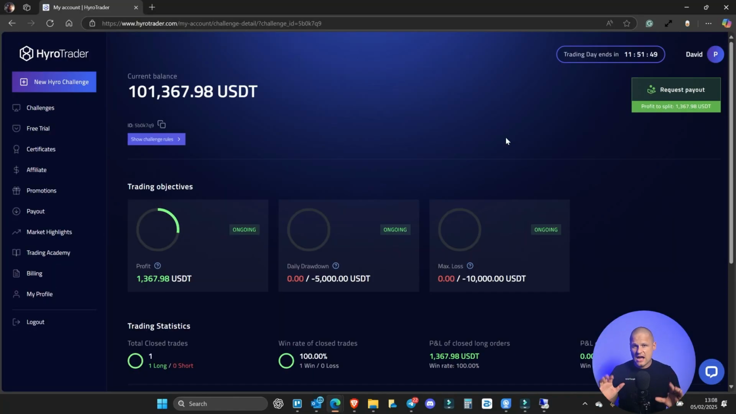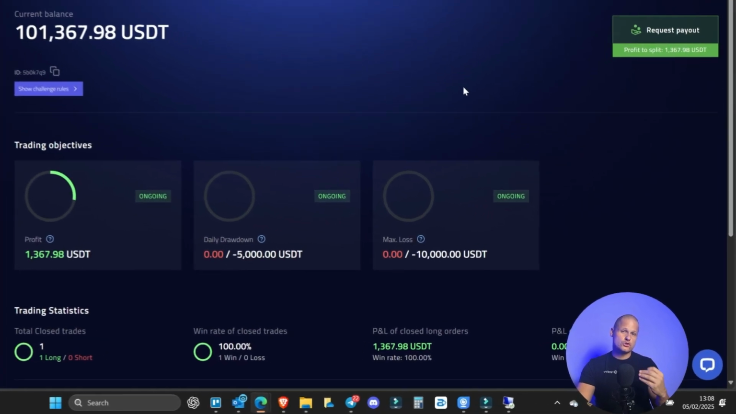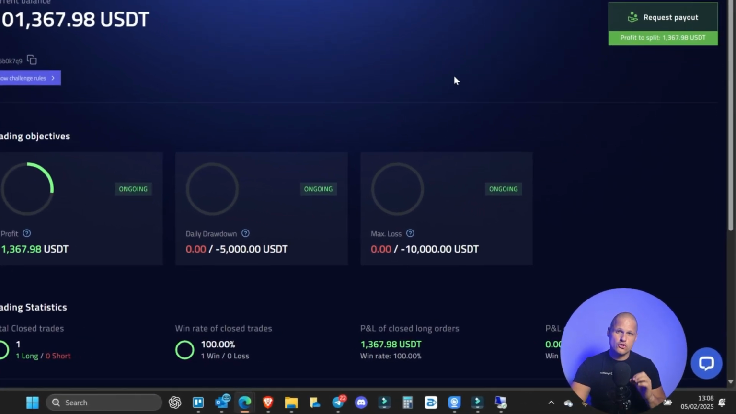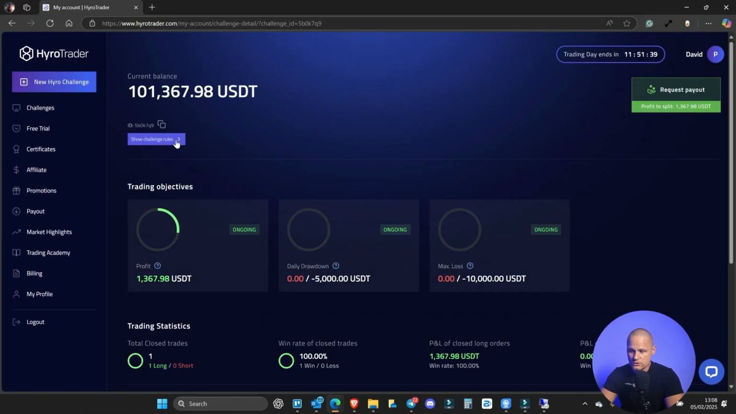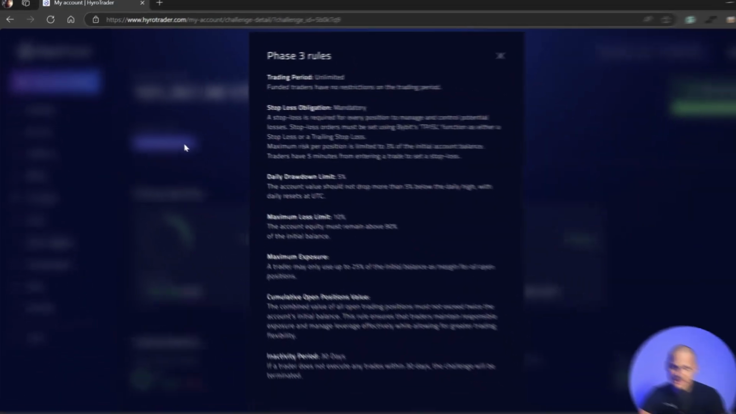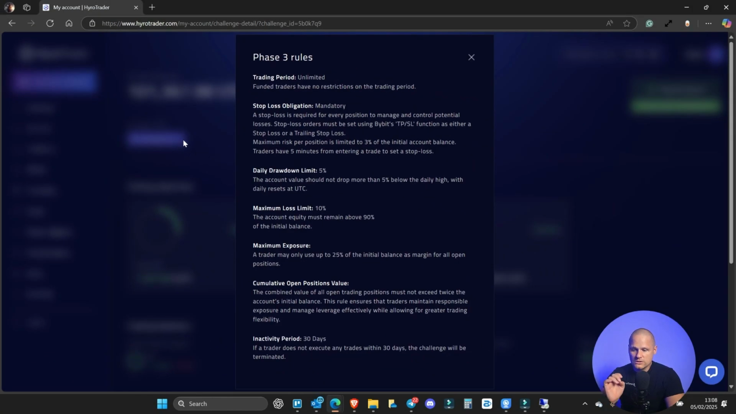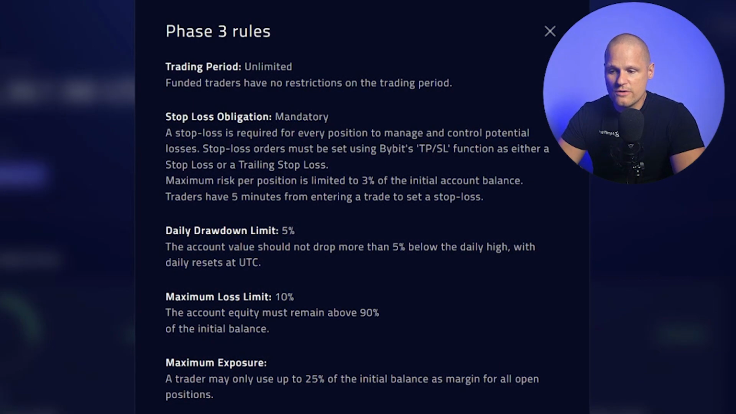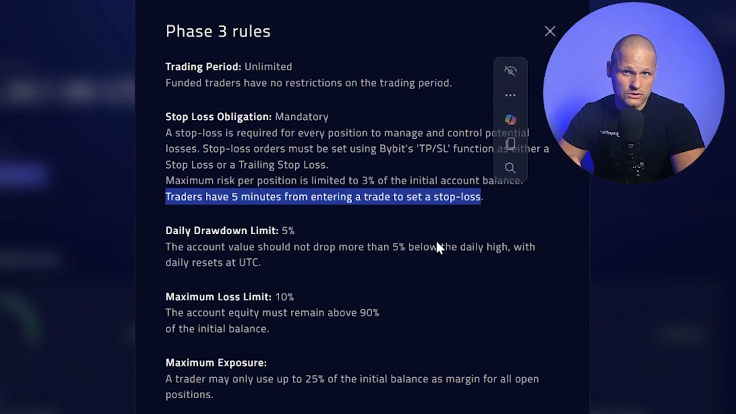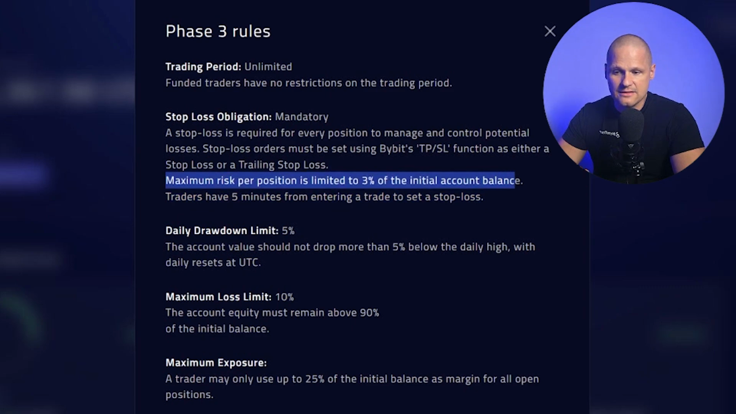As you can see, I have clicked through the rules too quickly, and I suggest you don't do that and read your rules properly, and I will remind you about them right now. So the rules are in here and you can see them anytime. What's very important in here, you have 5 minutes from entering the trade to set up your stop loss. Maximum risk per trade should not exceed 3% of the initial balance.